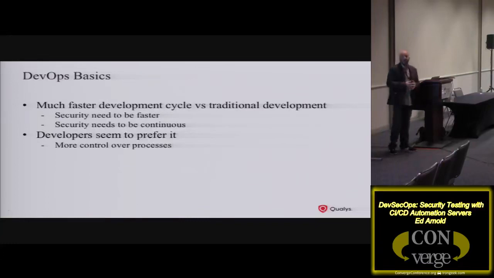So again, it's a much faster development cycle than your waterfalls or your agiles. With that, security needs to be faster, security needs to be continuous. A lot of developers seem to prefer it. It's getting spread out over the industry. I believe that's just because they have more control over processes. They're controlling the application code, they're controlling the server, so you don't have the situations anymore where it works on my system, but when you deploy it, why doesn't it work anymore? They're really firing these things out with their own builds, frequently with things like Docker and containers. So my demo is actually going to cover doing it in Docker as well.